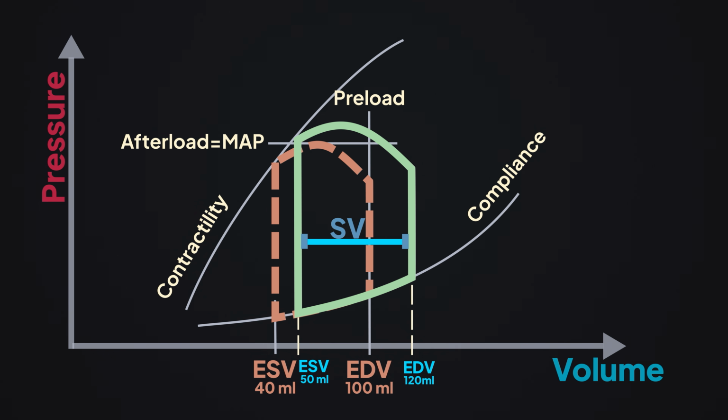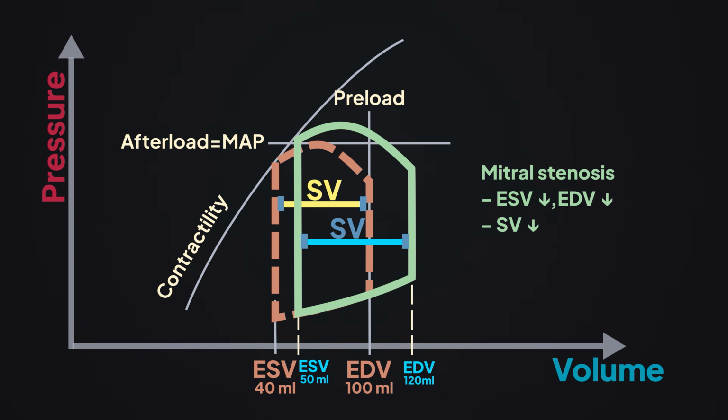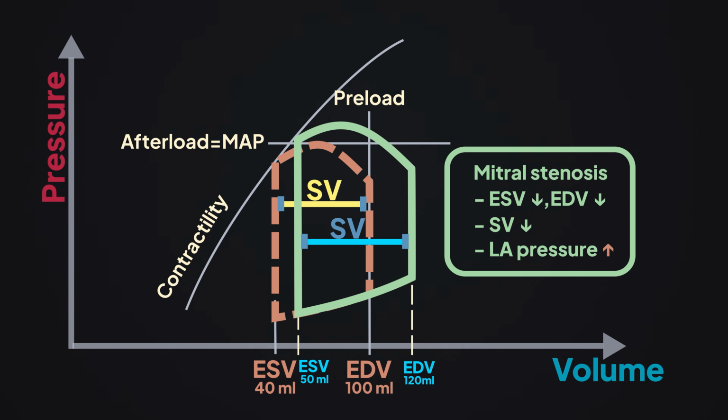The loop becomes narrower, so your stroke volume falls, and since less blood is being pumped out, your afterload slightly decreases as well. But where does all that blood go? It gets backed up in the left atrium, where the pressure starts to climb dangerously high.